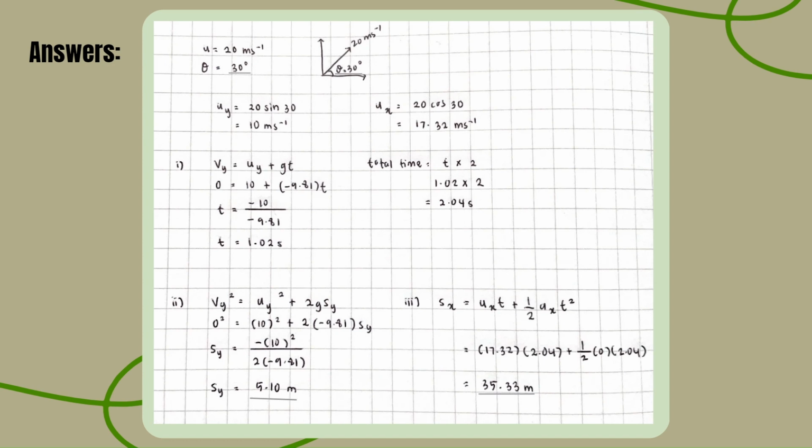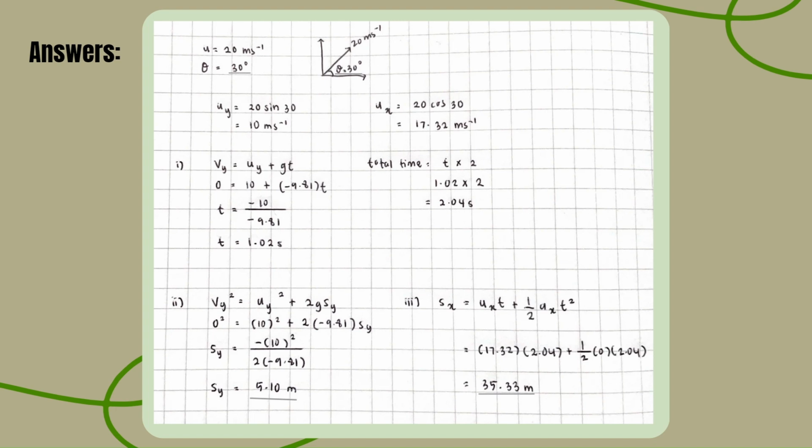For the first question, we're going to use the formula of Vy equals to Uy plus gt. At the maximum height, Vy is actually equal to 0. So we just substitute all the values into the formula, and then we got t equals to 1.02 second. And then we actually need to multiply by 2. So we got 2.04 second.